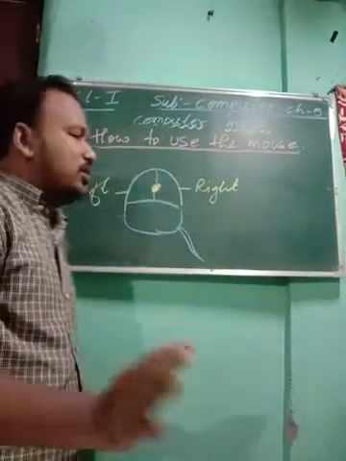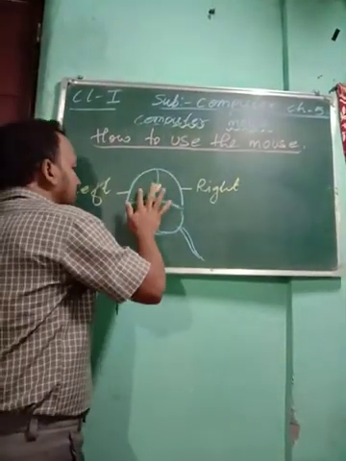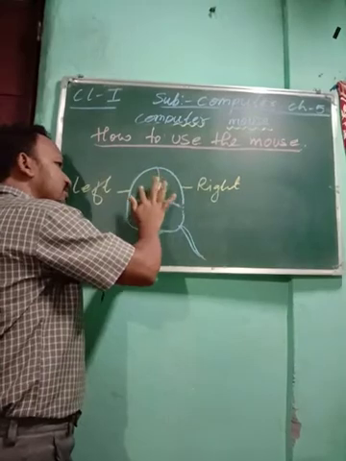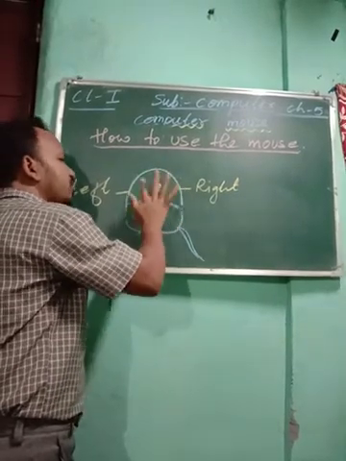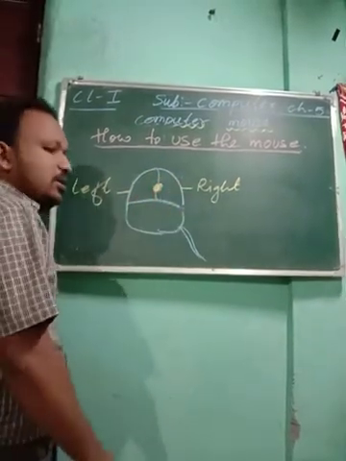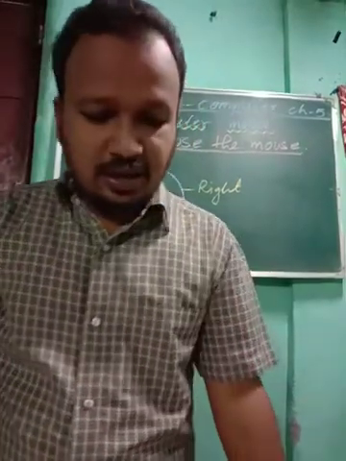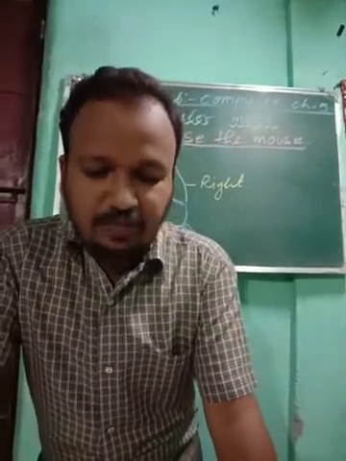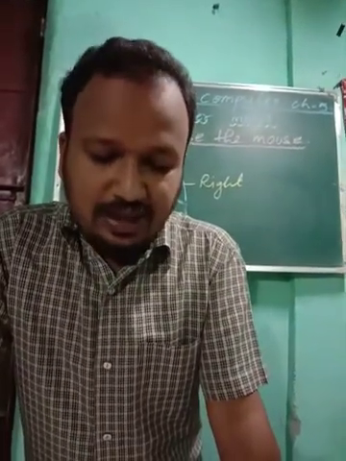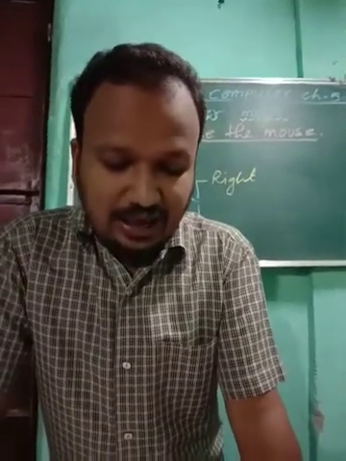Okay children, so what is clicking? Pressing the button, either right or left. When you're pressing the button, that is called clicking. Now see, there are two types of clicking of the mouse: single click and double click.